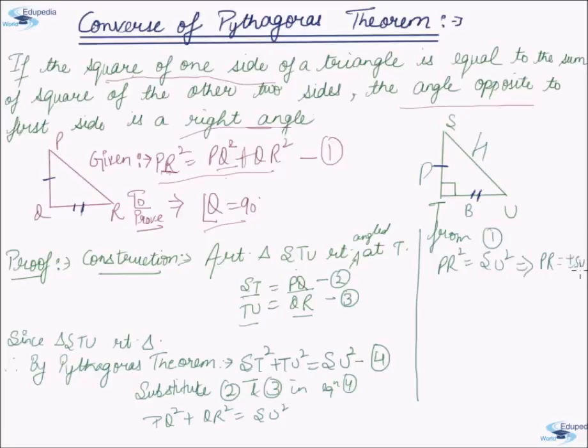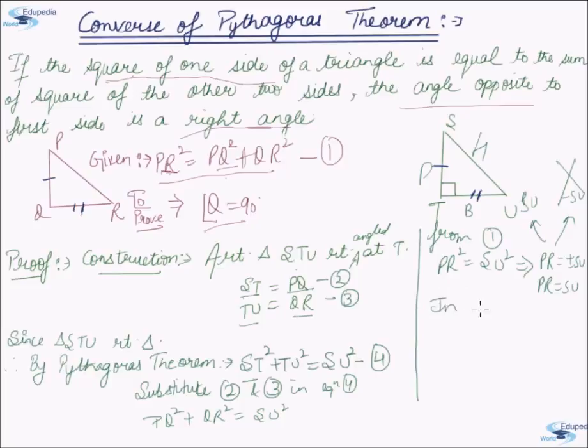But my dear friends, this opens up two cases: either PR is equal to positive SU or negative SU. But since SU is a length, it may be 2 units, 3 units, 2 centimeters, 3 centimeters, and so on. This length can never be negative. So reject the negative value. We have PR as SU only.